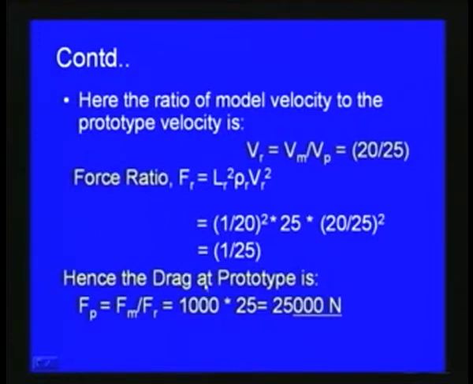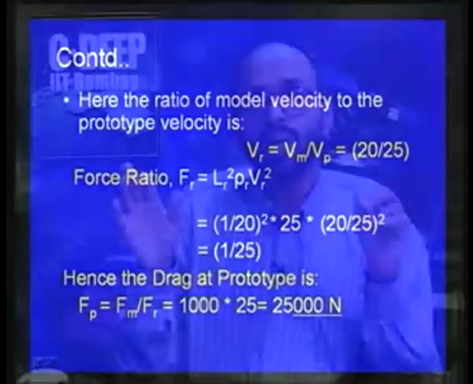Hence, the drag at the prototype: the drag on the model is given as 1000 Newton. So, Fp is equal to Fm by Fr. That will give 1000 into 25. So, we get the drag as 25,000 Newton. This is a simple problem where the Reynolds model law is applied.